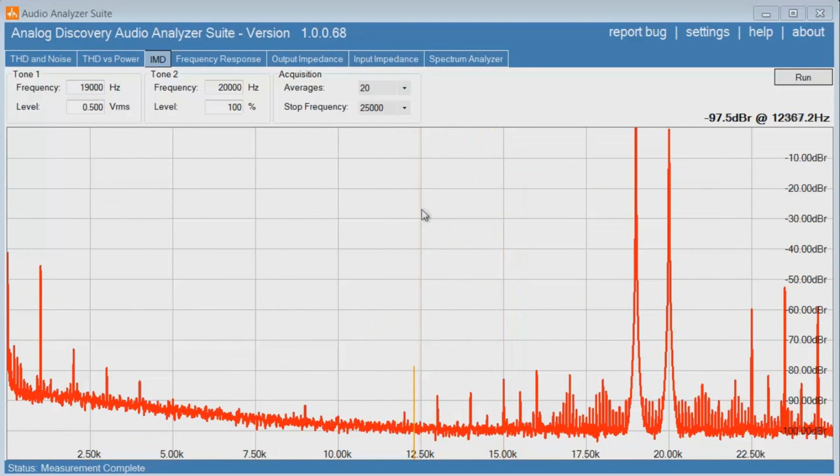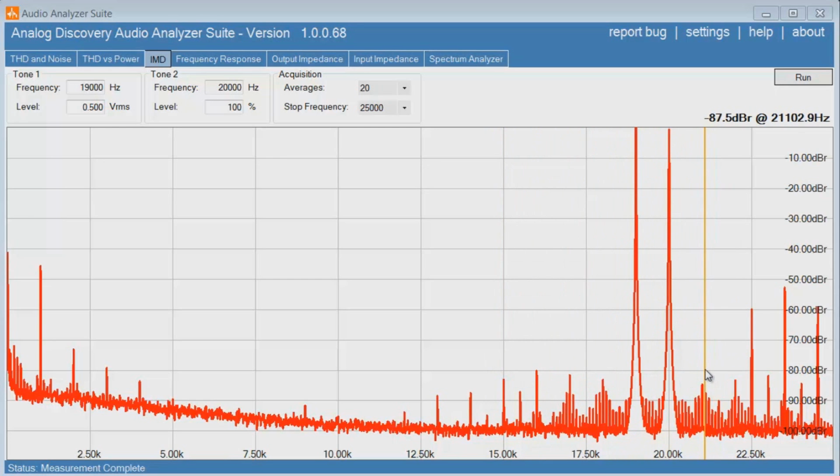Here, a quick look at the intermodulation distortion performance. We're sending in two tones, 19 kilohertz and 20 kilohertz, and we're looking at the spectrum from 0 hertz up to 25 kilohertz. We can see our two tones here, and then we get all the intermodulation distortion. Ideally, we should only see these two, but we do get a few extra tones coming up here.